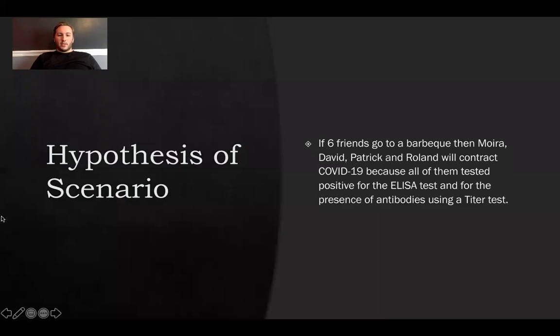My hypothesis for the scenario is, if 6 friends go to a barbecue, then Moira, David, Patrick, and Roland will contract COVID-19 because all of them tested positive for the ELISA test and for the presence of antibodies using a titer test.